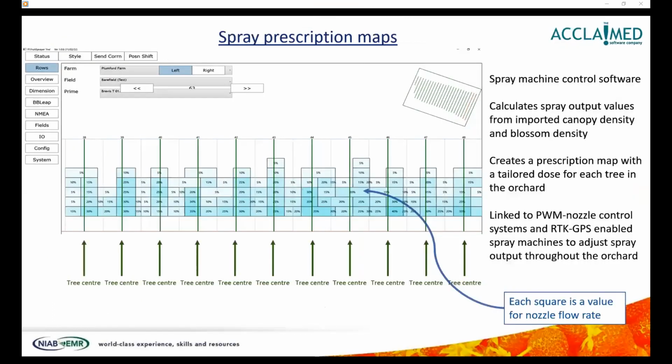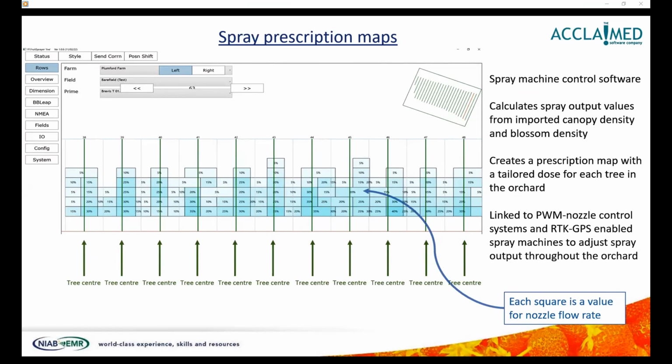Okay, so we can detect and map key metrics like canopy density and blossom density from UAVs. But what can we do with this mapped information? Well, we can create spraying prescription maps with tailored doses of products calculated for each individual tree throughout the orchard. The acclaimed software company has developed some fantastic spray machine control software that imports the canopy and blossom density data and turns it into spray prescription maps.